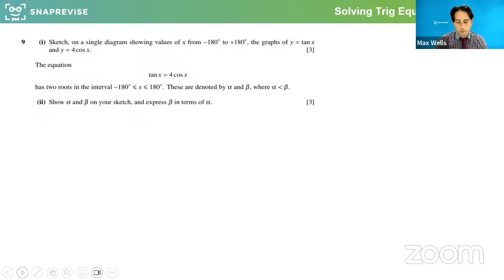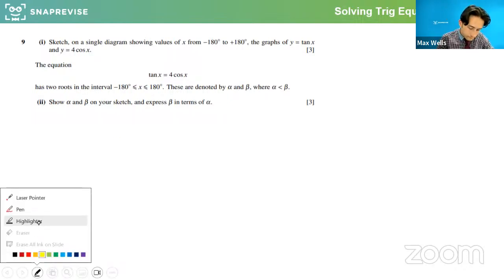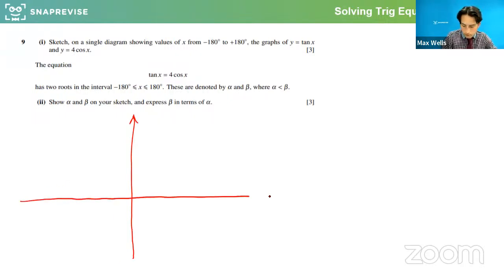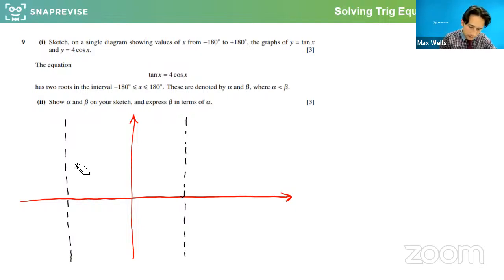So: sketch on a single diagram, showing values of x from -180 to 180, the graphs of y equals tan x and y equals 4 cos x. So this is actually understanding and sketching graphs, which you might recognize as a skill from GCSE as well. If we think about the tan graph from -180 to 180, I'm going to start with that. I know that has asymptotes here and here. And remember, guys, with any trig function sketching, significant things are happening every 90 degrees.